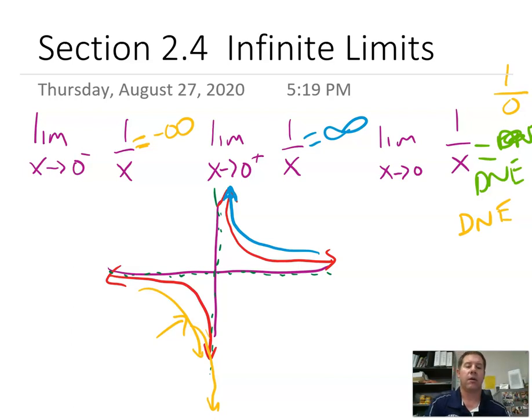So, the double-sided limit has to be does not exist, but those single-sided ones I can put infinity or not infinity. If, for some reason, my graphs both went to infinity, now because they agree, for the two-sided limit, I could put infinity. Okay? So that's a quick little introduction to infinite limits right there. Alright? I'm going to pause while I set up our first example.